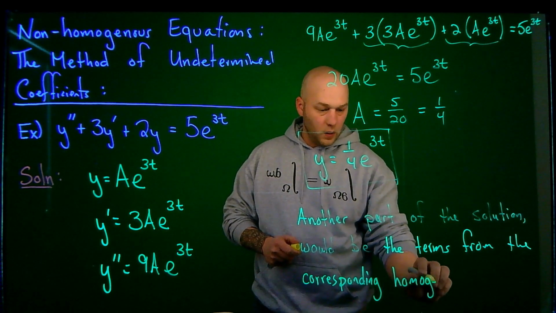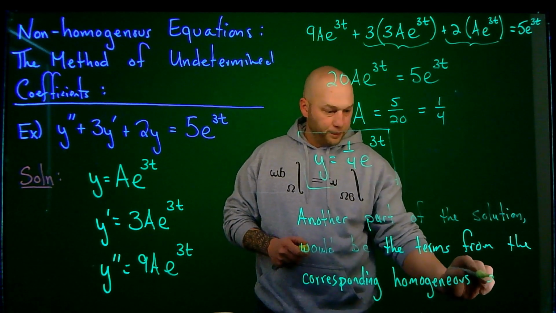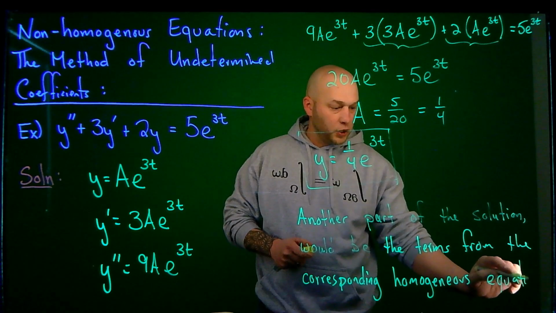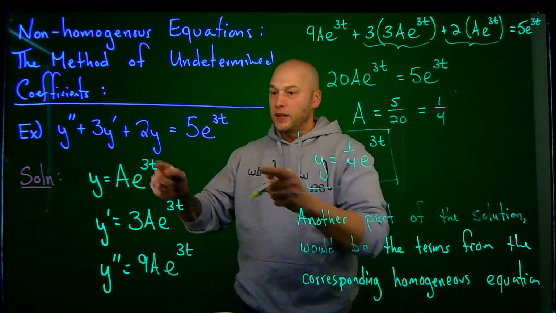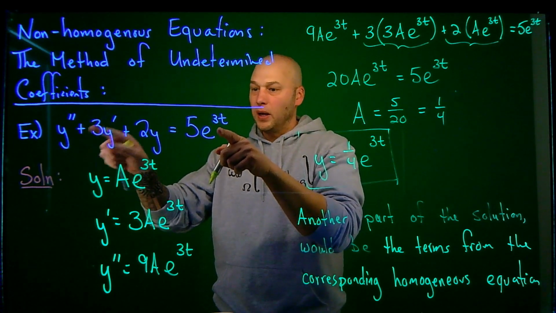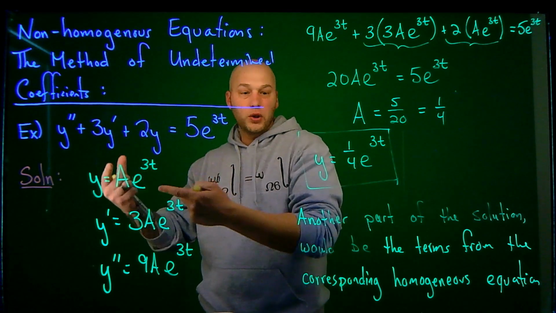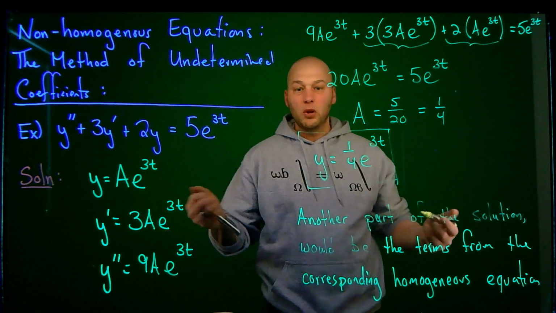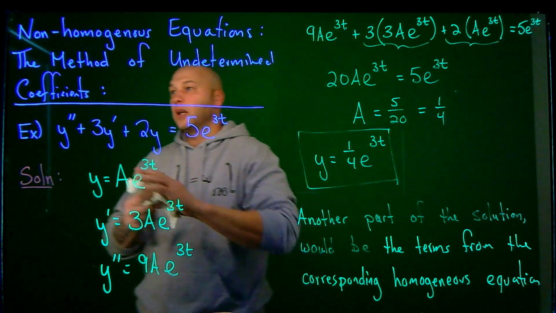Okay, so the rest of the solution would actually be the terms that we could generate from the corresponding homogeneous equation. Meaning, if I take this original differential equation, I set it equal to 0, and then I'm going to solve that, those terms will also contribute to my overall solution. So let's go ahead and take a look at what that would be.